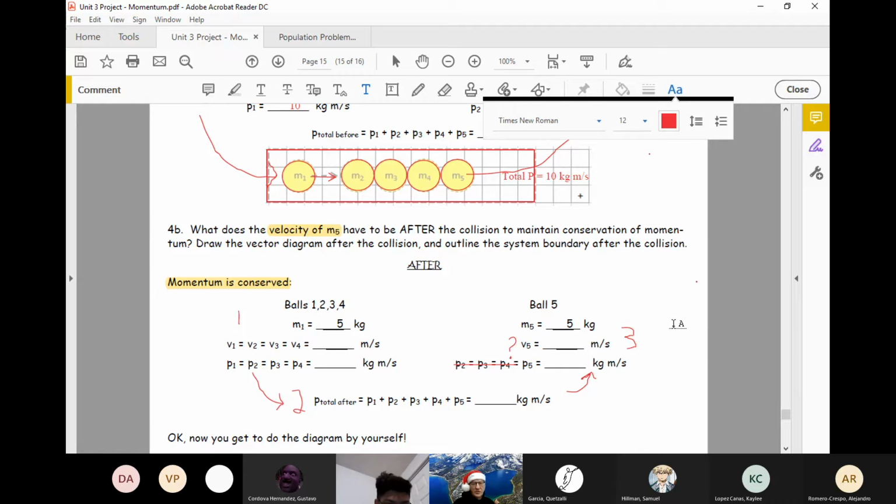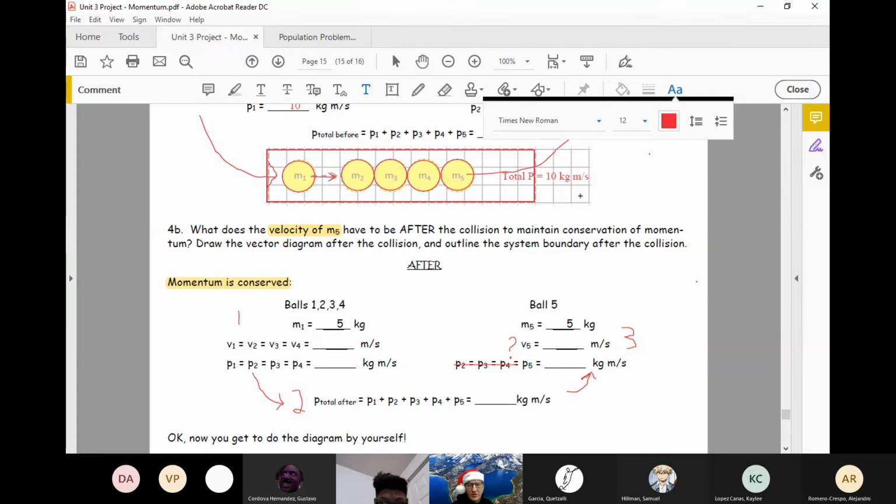Okay, so let me see. I want you to think about this. Remember, this is after the collision. Ball 1 swung down here and it hit ball 2. Now we're going to study it after it collides. What did ball 1 do then? How fast was it moving after it hit ball 2? How fast were balls 2, 3, and 4 moving? They all had the same velocity. But ball 5 was different because it swung upwards and outward.